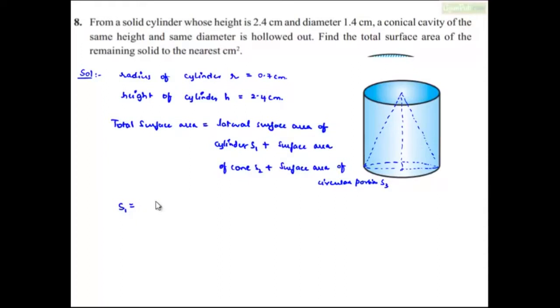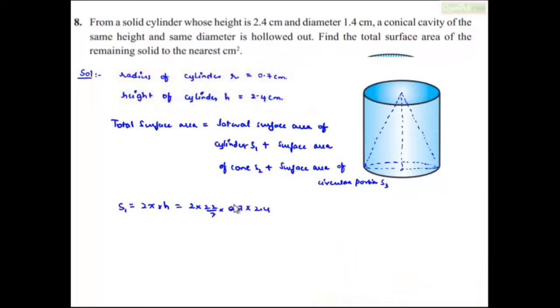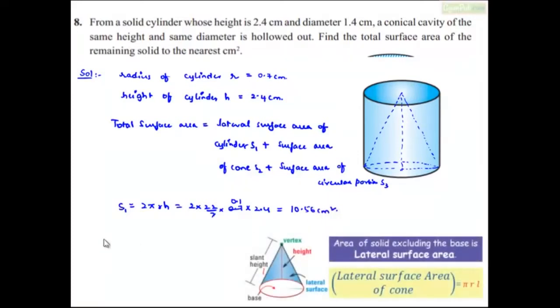Here S1 will be equal to the lateral surface area of the cylinder, that is 2 pi RH, which is equal to 2 times 22 by 7 times R is 0.7 times, here the height is 2.4, 7 goes in 0.7 0.1 times, that is equal to 10.56 centimeter square.